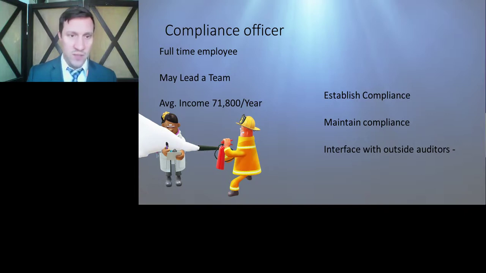So first off, your compliance officer. Again, this is a full-time employee. They may lead a team. Oftentimes compliance officers are going to have direct supervision over a number of people so that they can address those issues in a timely manner, especially with large facilities. The average income for a compliance officer or environmental health and safety officer is going to be around $71,800 per year. They're going to help you establish compliance, and they're going to help you maintain compliance.